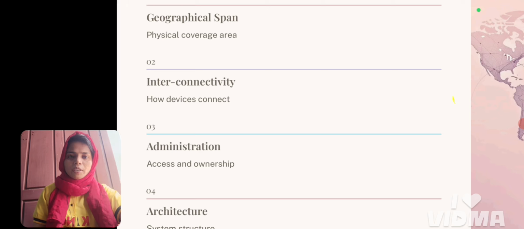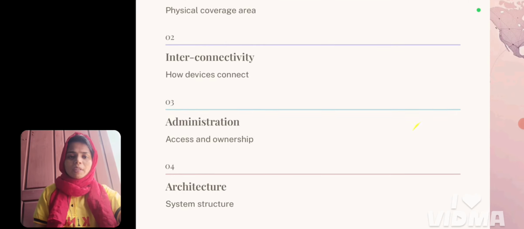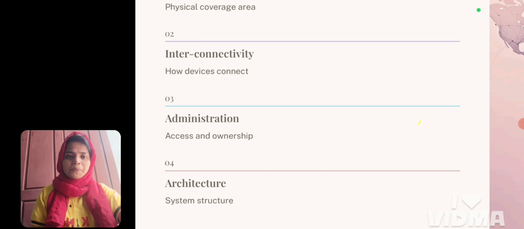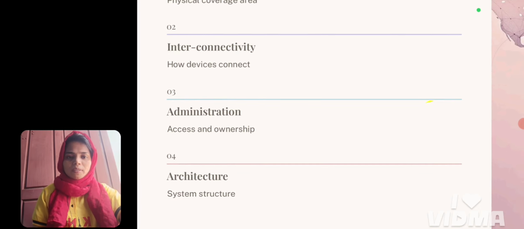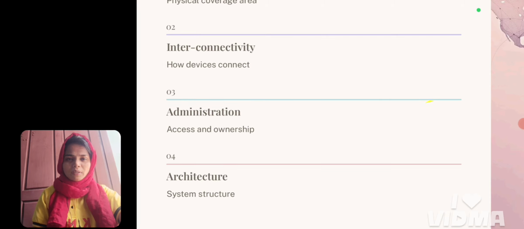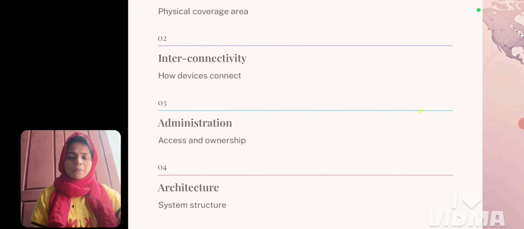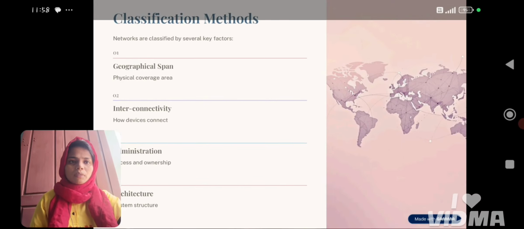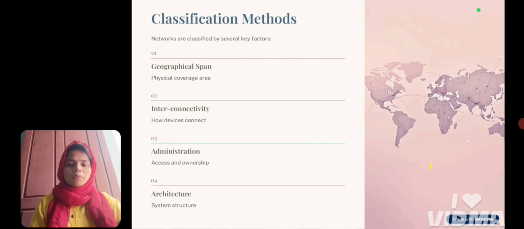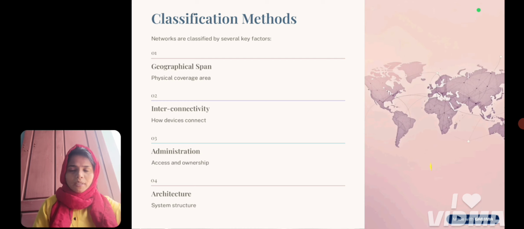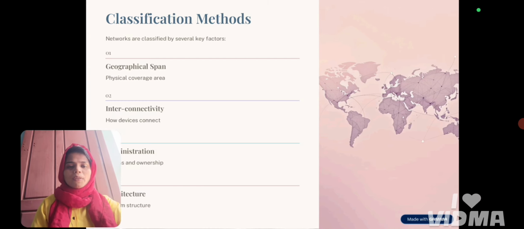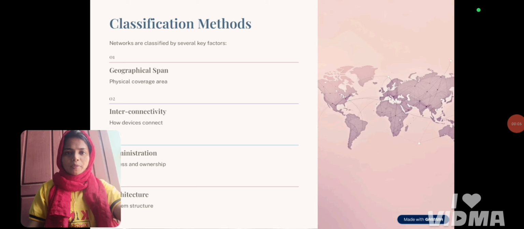Now we just learned the classification of the method, then we will discuss it briefly. Then the architecture, system structure, is the most important concept. We will learn it also later. Now the classification methods are geographical span, interconnectivity, administration and architecture. Now we are going to learn these four types of classification in more depth.